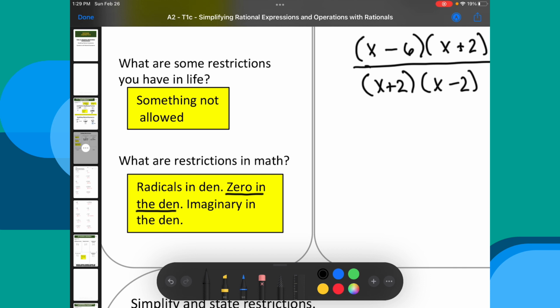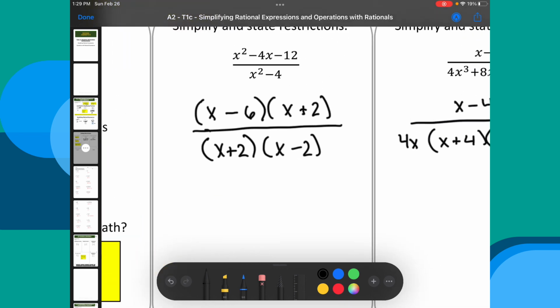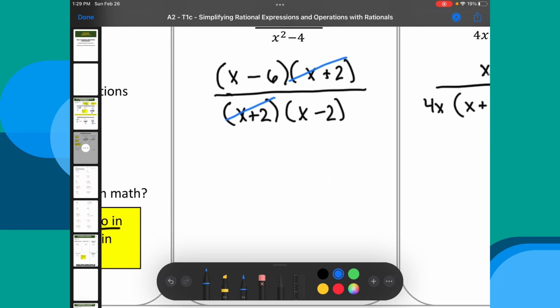So once we've reduced our fraction by canceling out any factors, we also need to state our restrictions. So the first thing that we'll always want to do is to factor. So here I factored the numerator by add multiply. I factored the denominator by difference of squares. We can see that we would cancel out the x plus 2 in the numerator and the x plus 2 in the denominator since those factors are the same. Our final answer would be x minus 6 over x minus 2.